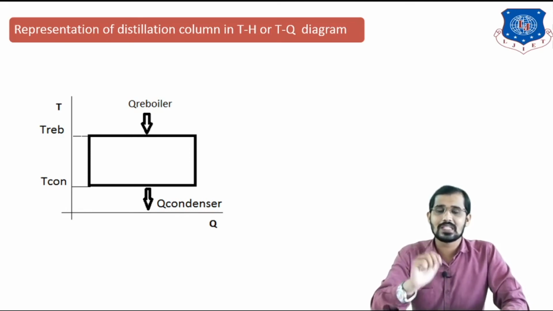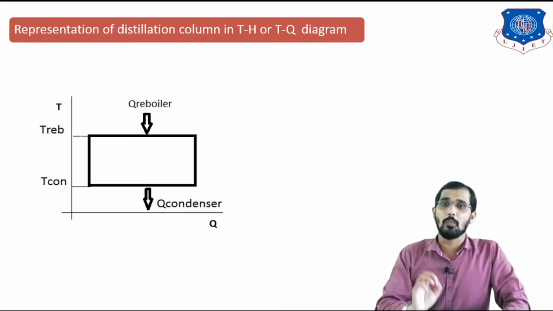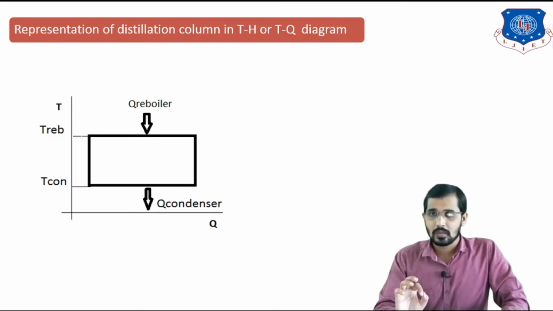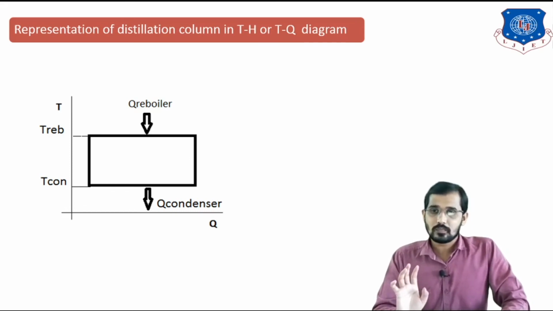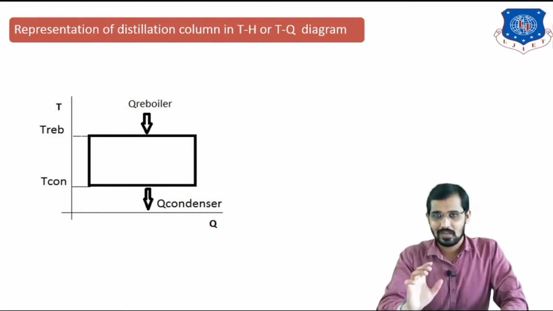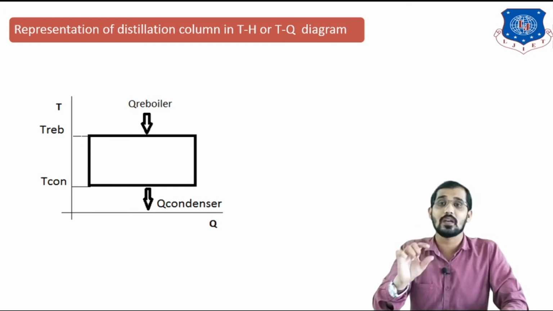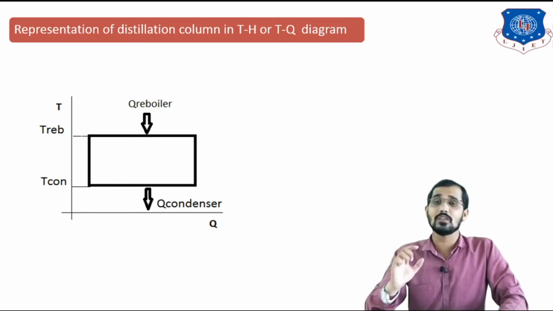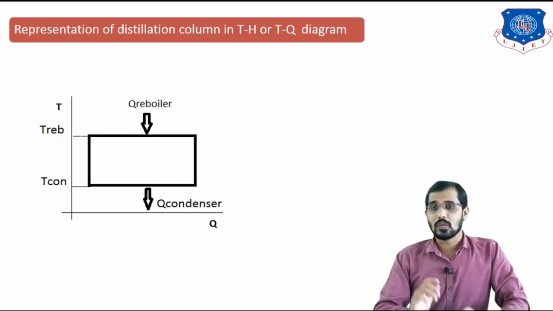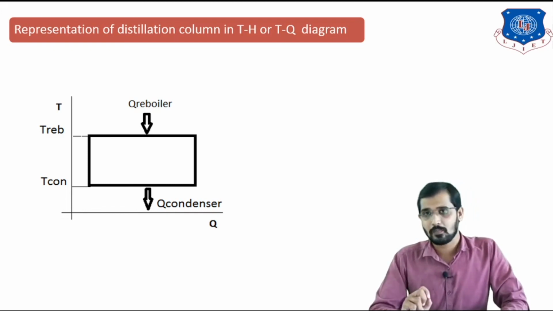So how do we represent this? In this manner, you can see on the screen. This is the representation of your distillation column in a TQ diagram. The above part is your stripping section, because in the stripping section we have Q reboiler, and in a distillation column we know that the temperature is high in the stripping section. That's why the above part in this figure is the stripping section and the below part is your rectifying section. In this manner we can represent our distillation column in a TQ or TH diagram.